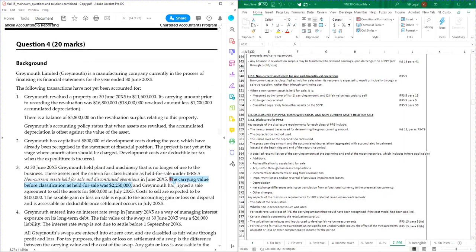And the fair value less cost to sell is, well, we've got in the sale agreement it's worth $800,000. And we know that the cost to sell is $100,000. So that means that the fair value less cost to sell is $700,000. So now we're comparing the 2.25 million with the $700,000. The lower amount is the $700,000, which means that the loss on the classification as held for sale to be recognized through profit and loss is going to be the difference between the two.